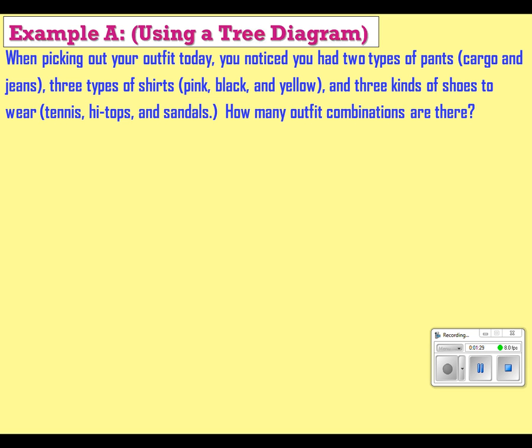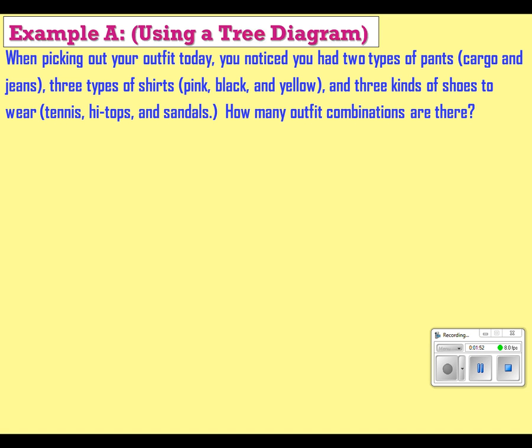So here's your example. When picking out your outfit today, you noticed you had two types of pants. You had cargo and jeans, three types of shirts, a pink, a black, and yellow shirt, and three kinds of shoes to wear. You have tennis shoes, high tops, and sandals. And the question is, how many outfit combinations are there?